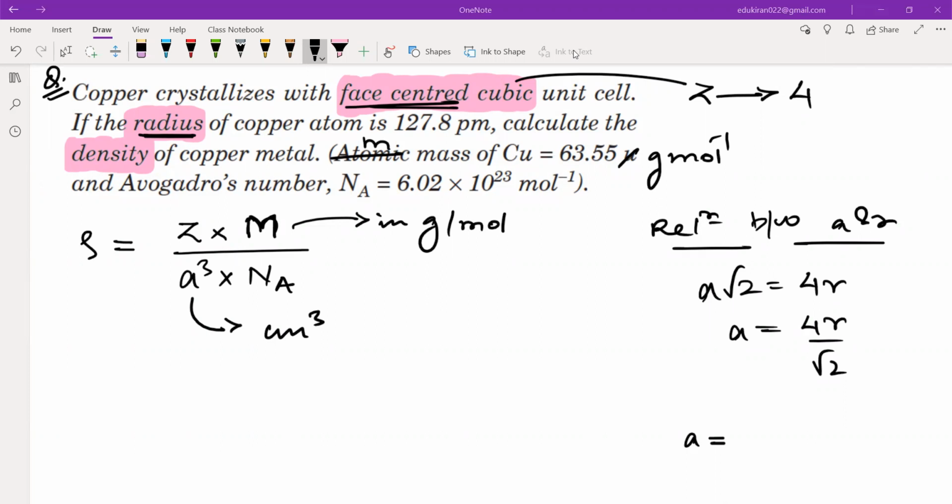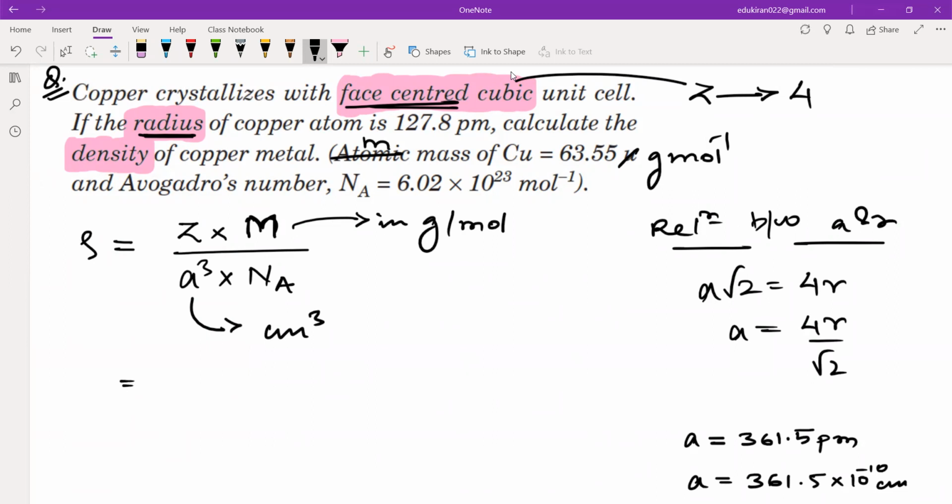Yes, I think that is correct, sir. The value of A, so that must be in picometers, right, sir? Yes, so you will get 361.5 picometer. And if you convert this to centimeter, this will be 361.5 into 10 to the power minus 10 centimeters. And you have to substitute this value here.